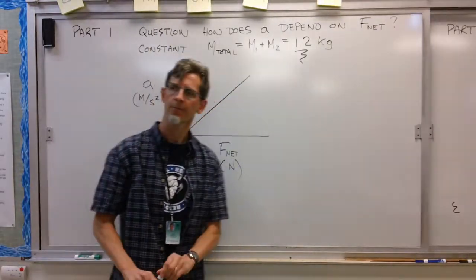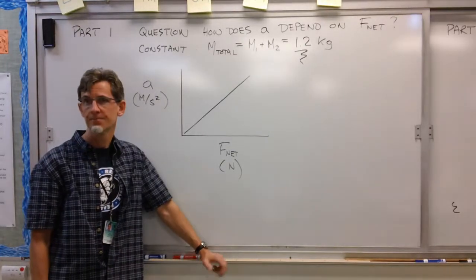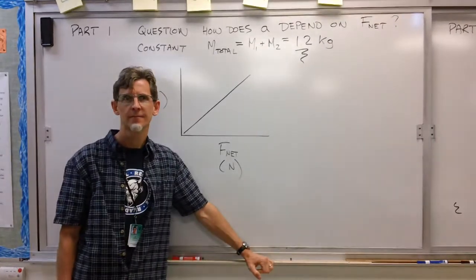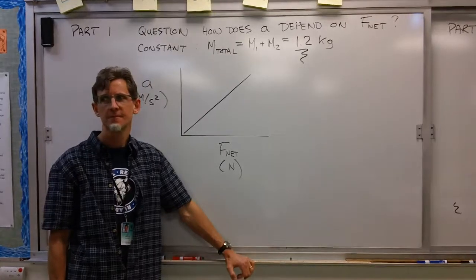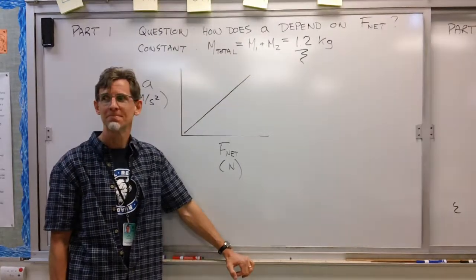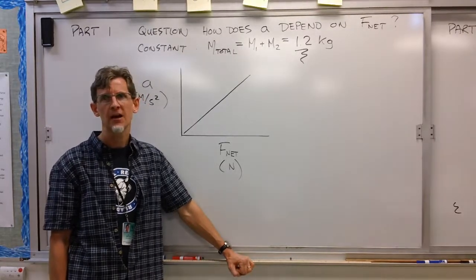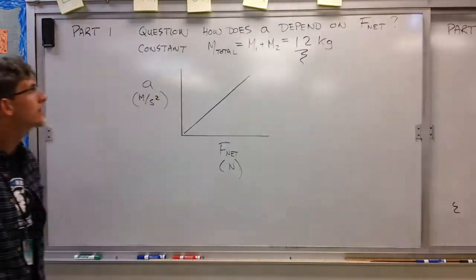Chris? Why is it that it wouldn't be a diminishing sort of graph? Because it couldn't go faster than 9.8 meters per second. Really? I don't know. That's a great question. How come it doesn't accelerate? How come it doesn't go beyond a certain point?